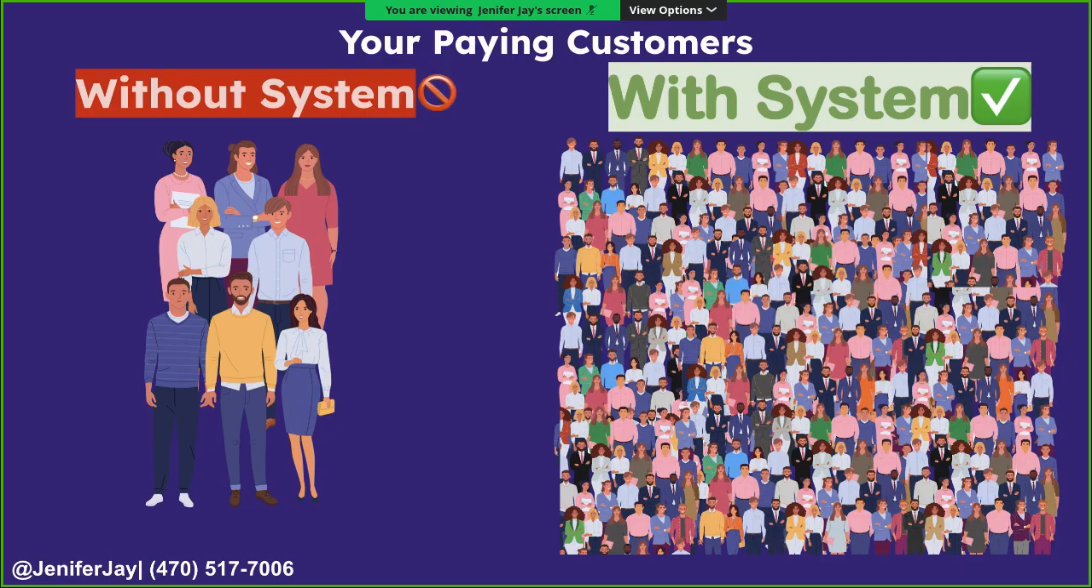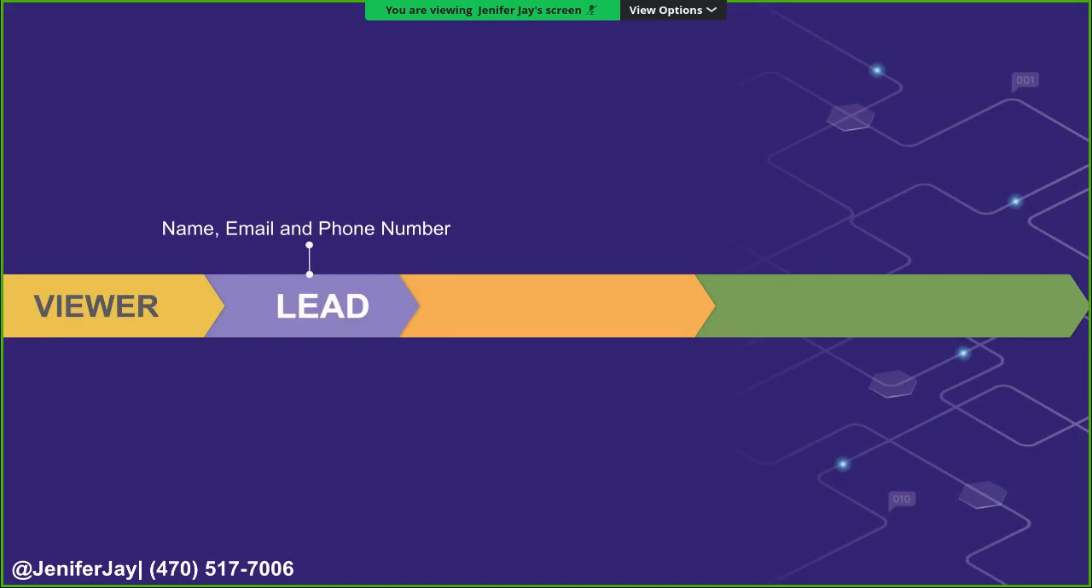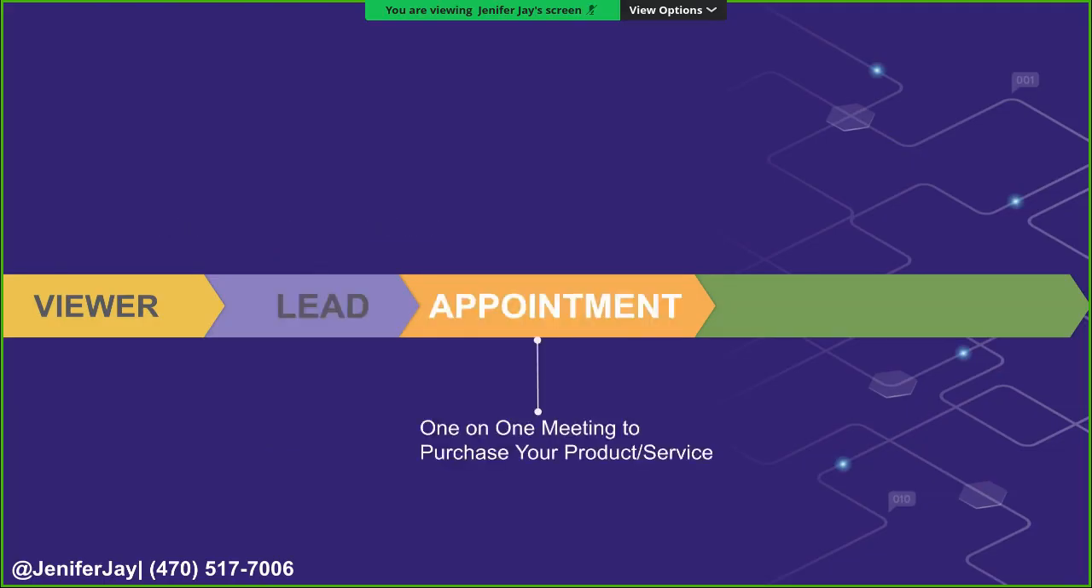And so now we want to look at the customer journey. So we have customers, and if we look at the journey, the customers you have made aware of your solution to your problem, they're viewing your pages. They saw you on stage, they saw you on the podcast, they read your book, they watched your video, right? Now they become a lead, which means they've given you their name, their email, or their phone number, right? And so now they book an appointment for a one on one meeting to purchase your service. You close them with the sale.